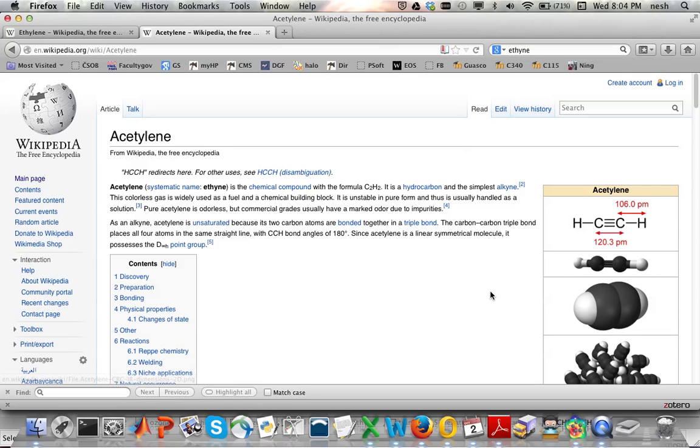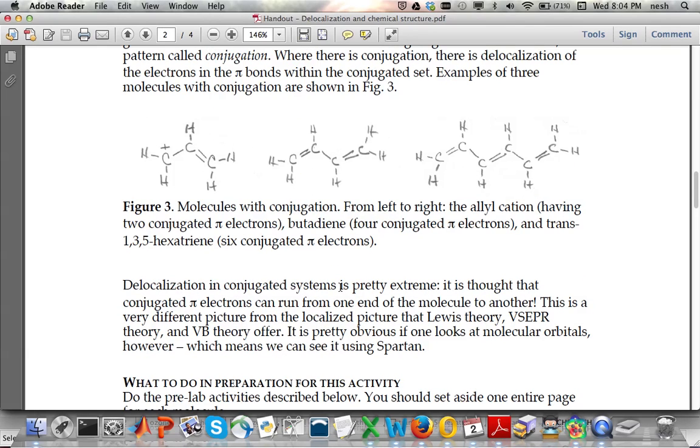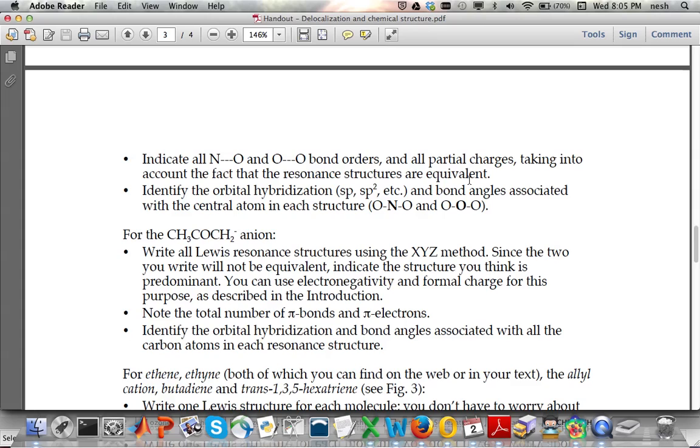And let's see, the last three that I'm asking you to put together as part of your pre-lab are resonance forms, or rather just Lewis structures, for these three molecules here. So this is the allyl cation, and there's its structure. It's a cation, it's got a plus charge on it there. That's why this doesn't have a complete octet. Here's butadiene, and here's 1,3,5-hexatriene, and so there you go. That's pretty much the whole pre-lab.